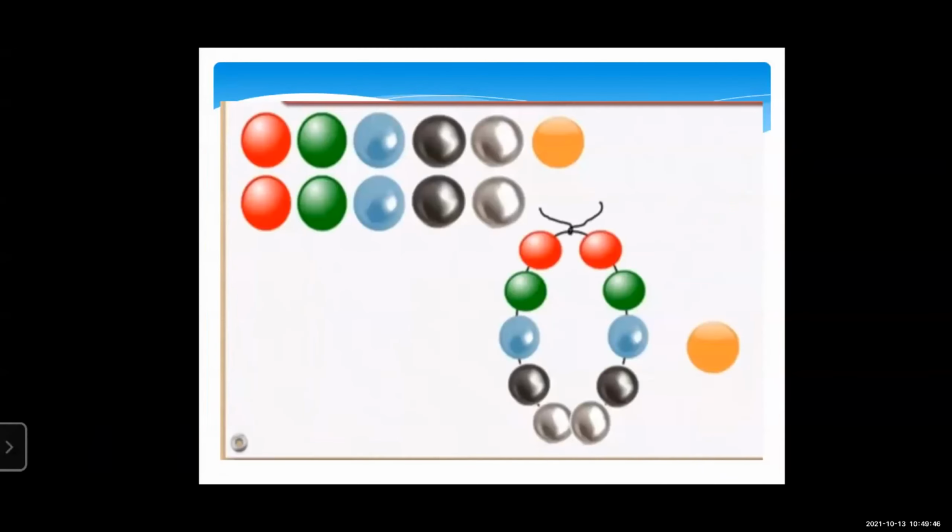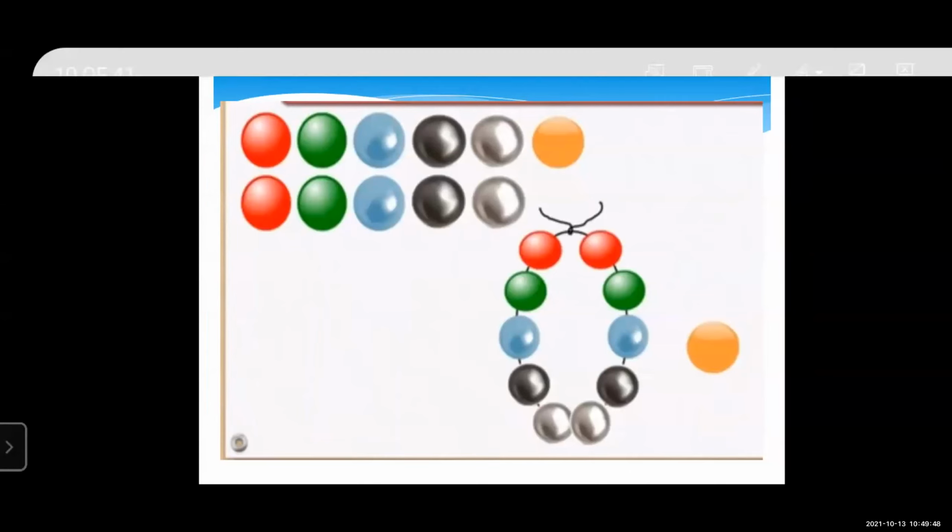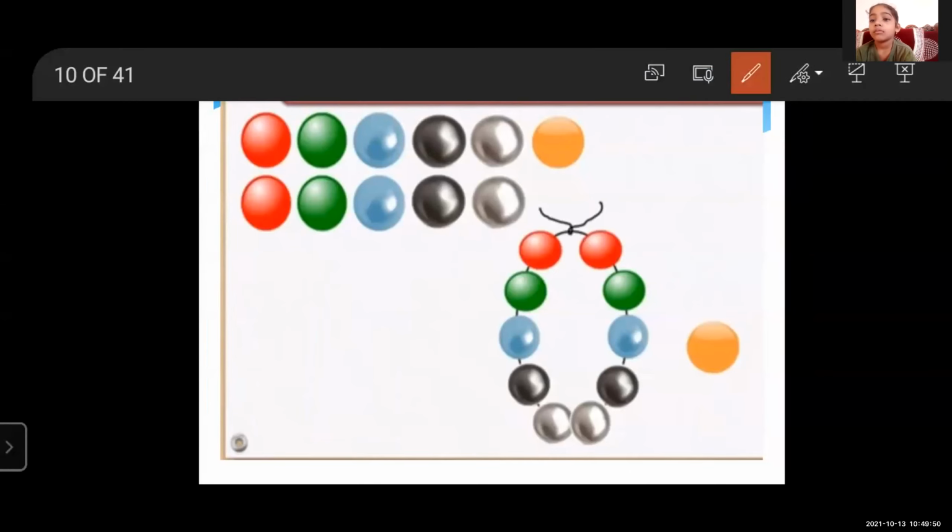What is this? These are the beads. Let's count the beads. How many beads are there? 1, 2, 3, 4, 5, 6, 7, 8, 9, 10, 11. How many beads are there? 11. But these beads are single, separate, which means 11 objects are there.